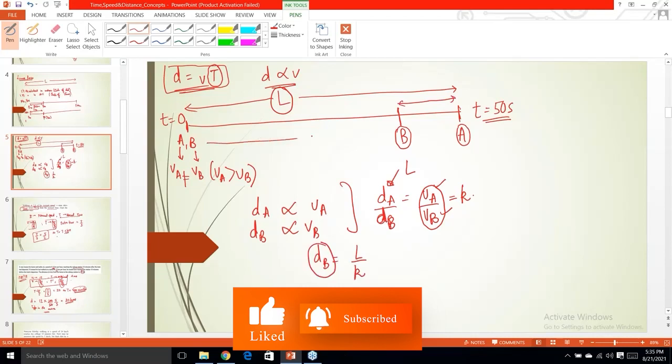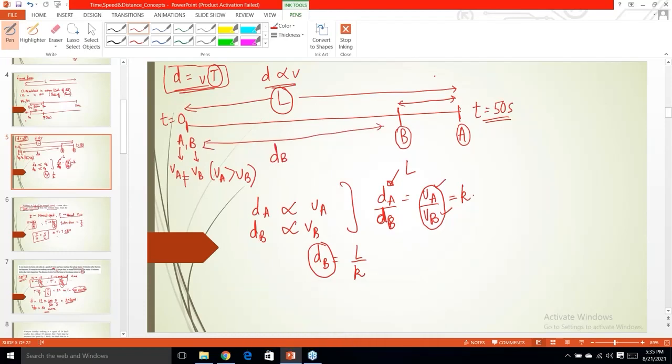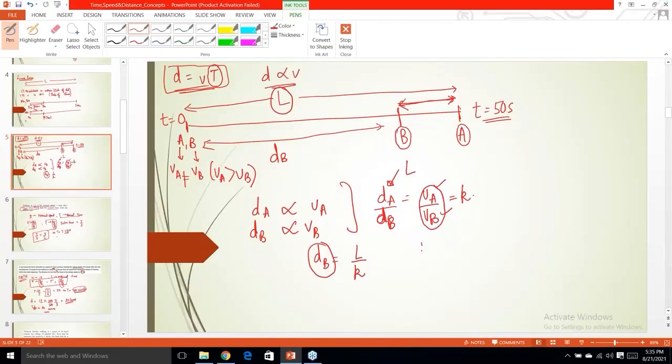Because dB is this distance, the distance B has traveled. This is dB, and dA is the whole distance that A has traveled, which is the entire track length because A has won the race. The difference between these two is the margin by which A beats B, right? So what you need to find out, your answer is L minus L by K in this case, right? This is the fundamental concept behind races.